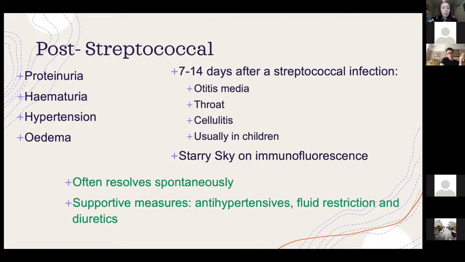And on immunofluorescence, the typical feature is starry sky, and that's the term they like using. However, post-strep actually has a relatively good outcome, and it's mostly just supportive management. So it usually resolves completely spontaneously, just needing some supportive measures like antihypertensives, fluid restriction, and some diuretics to help with the edema. And the antihypertensives tend to be ACE inhibitors again for the proteinuria.